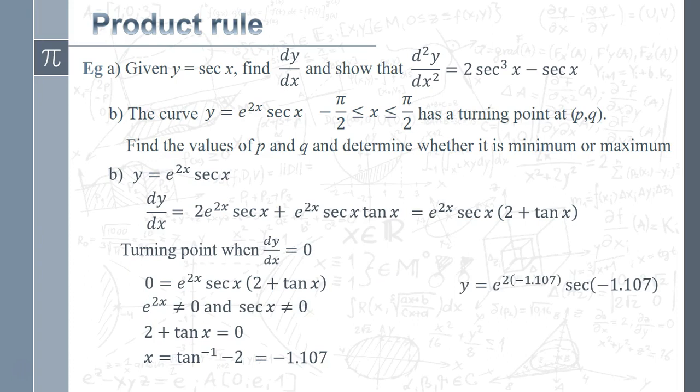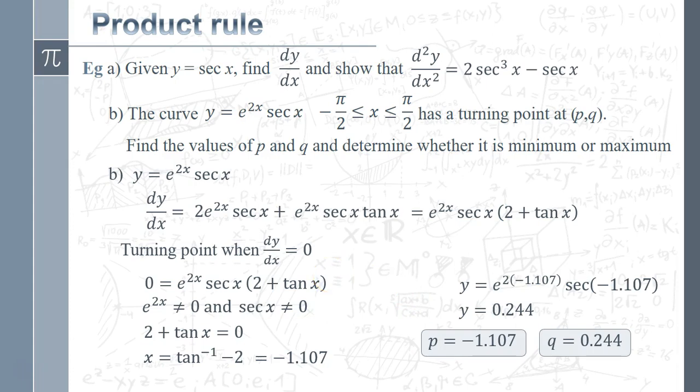So we need to get our y value, which is our value that's q. So I'm just going to plug my minus 1.107 back into the original equation. And it's just a case of chuck it back into the calculator, and you might need to be using 1 over cos on your calculator instead of sec. And we end up with a y value. So there we go. There's my 2 values for p and q.